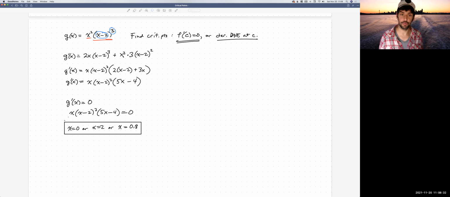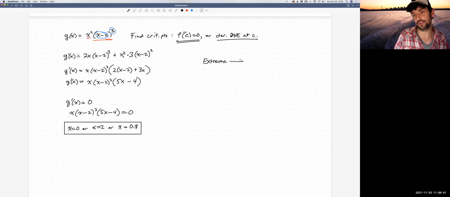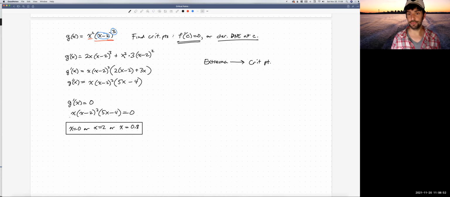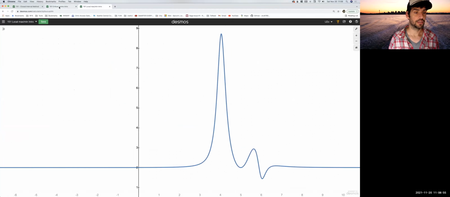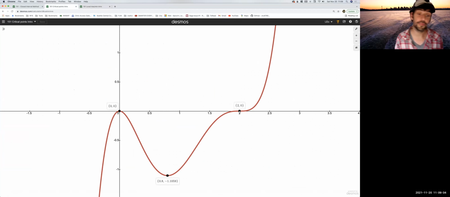So let's remind ourselves what these critical points tell us. We said if there's an extrema, a local max or a minimum, it must be a critical point. So any maximums or minimums must happen at one of these 3 points. Let's jump to a graph. Here's the graph of f. Notice there's x equals 0, there's x equals 0.8, and there's x equals 2.